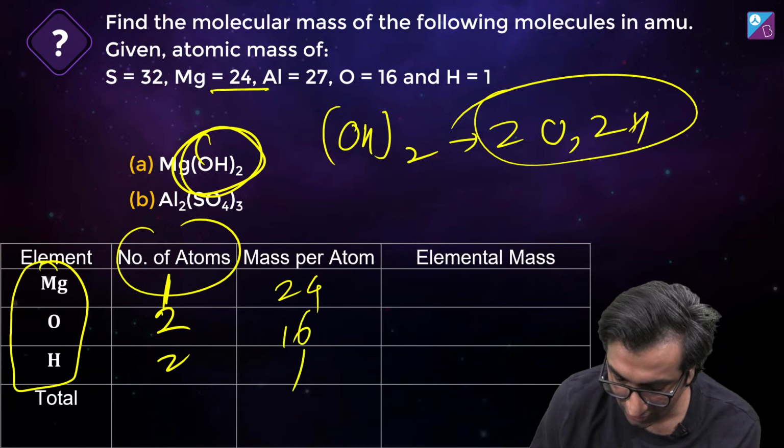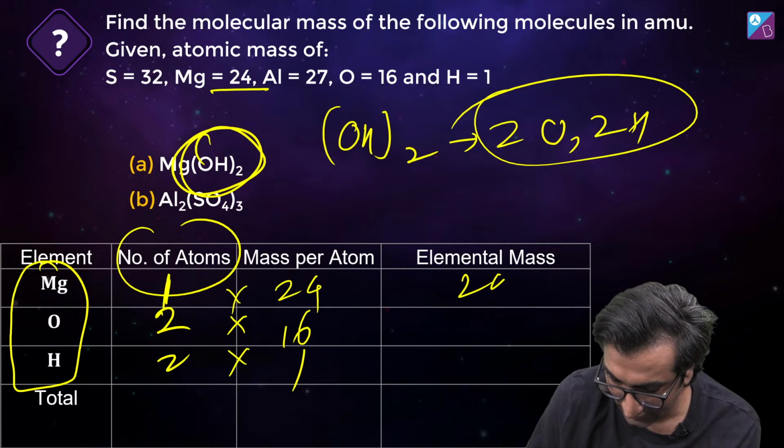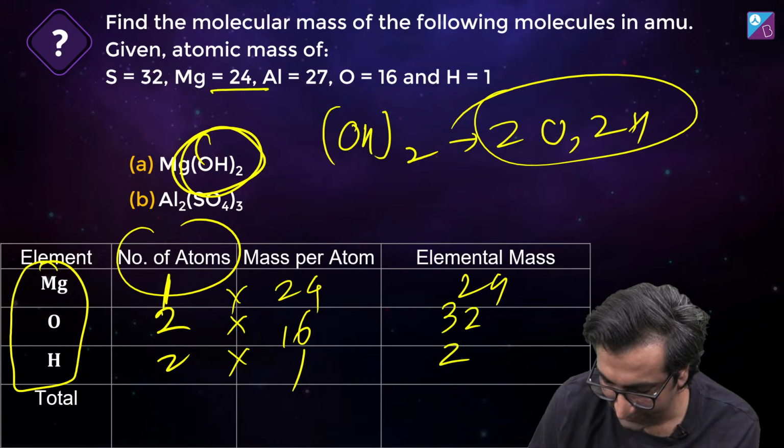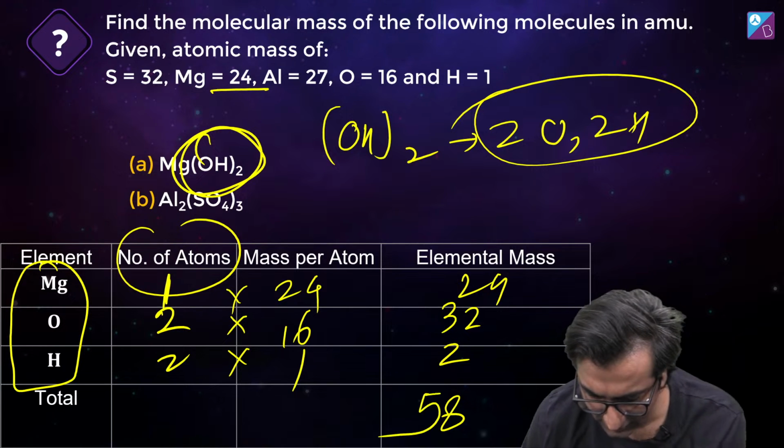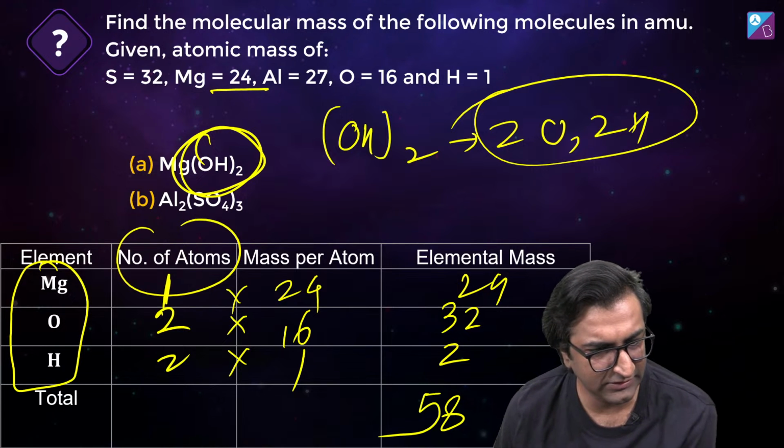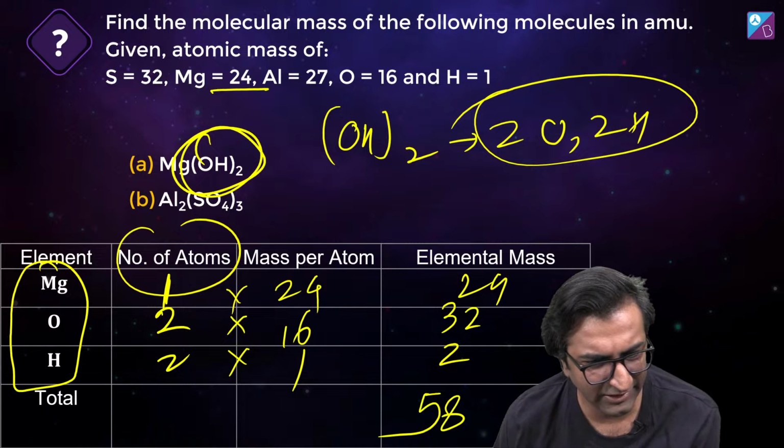Okay. Then multiply all of this. Right? You get 24, 32, 2. How much is that? 4 2s, 8 and 5, 58, I want to say. Right? 58, 66. What? 88.